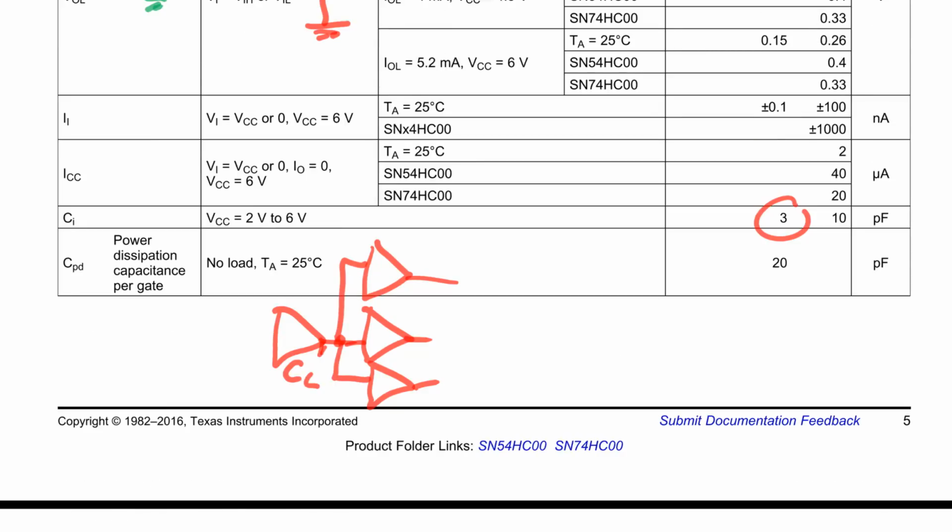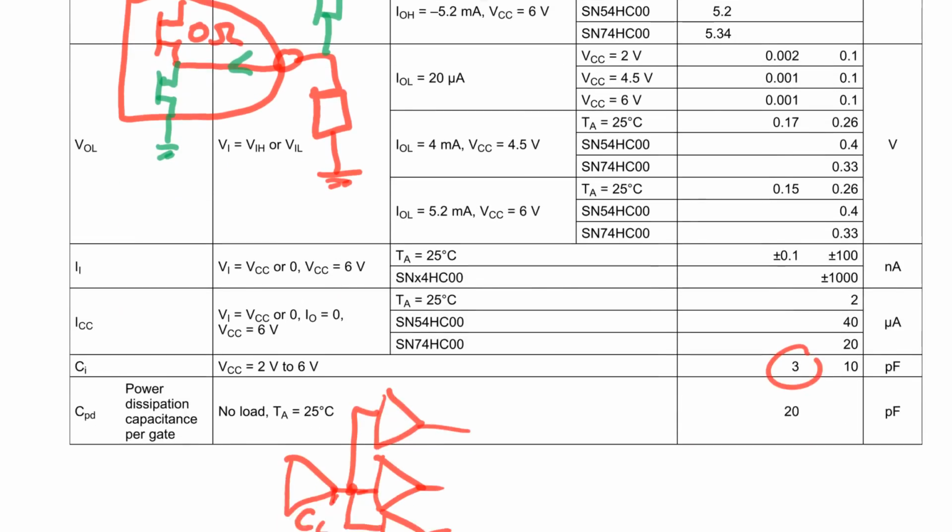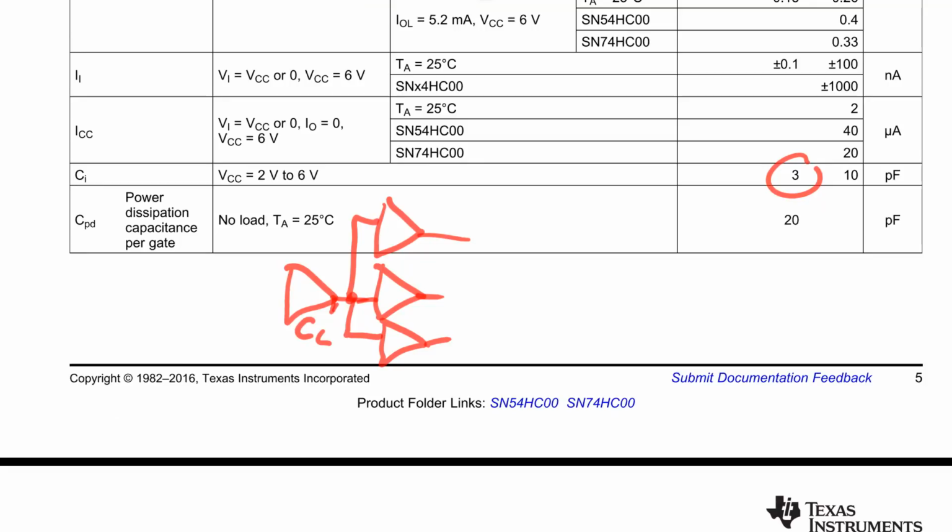But that's not the end of the story there with the capacitance. In fact, it's just the start of the story. That CI is effectively the static capacitance. But what we've got here is a much more complex thing called CPD. And I could probably do a separate video on this. And this is the dynamic power dissipation. They don't say it's dynamic here, but it is the dynamic power dissipation capacitance per gate. And even though they're talking in terms of power capacitance and power dissipation, the units are still in picofarads, pF. So it's much higher. It's actually 20 picofarads. Once again, that's a typical figure. They don't actually specify a maximum figure for that, but that's for a switching device.